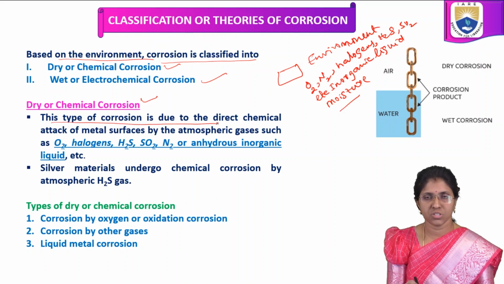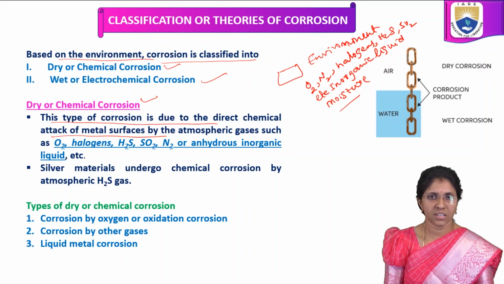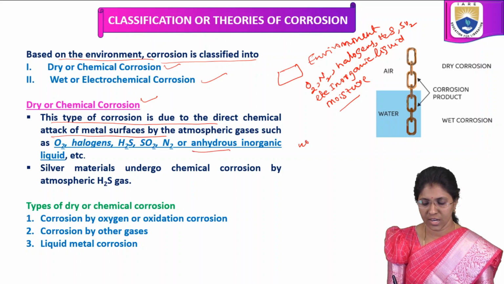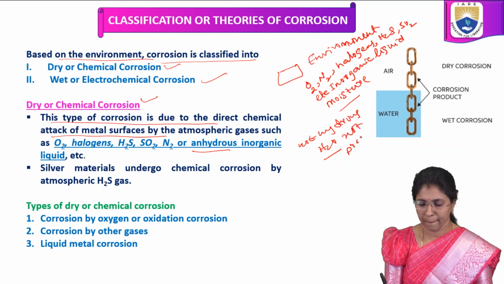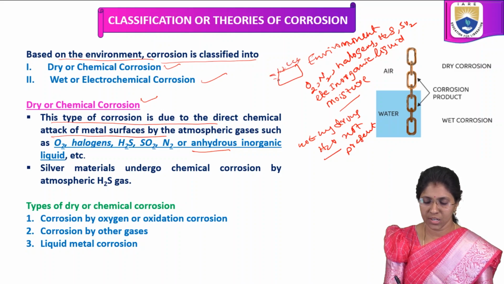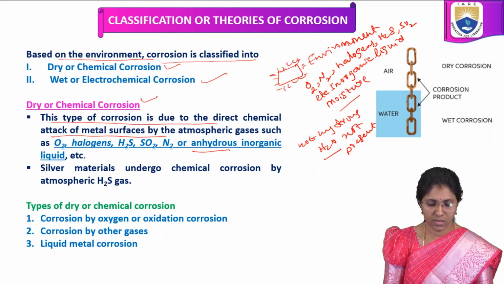This type of corrosion is due to direct chemical attack of metal surfaces by atmospheric gases such as oxygen, halogens, H2S, SO2, nitrogen, or anhydrous inorganic liquid. Anhydrous means water is not present.